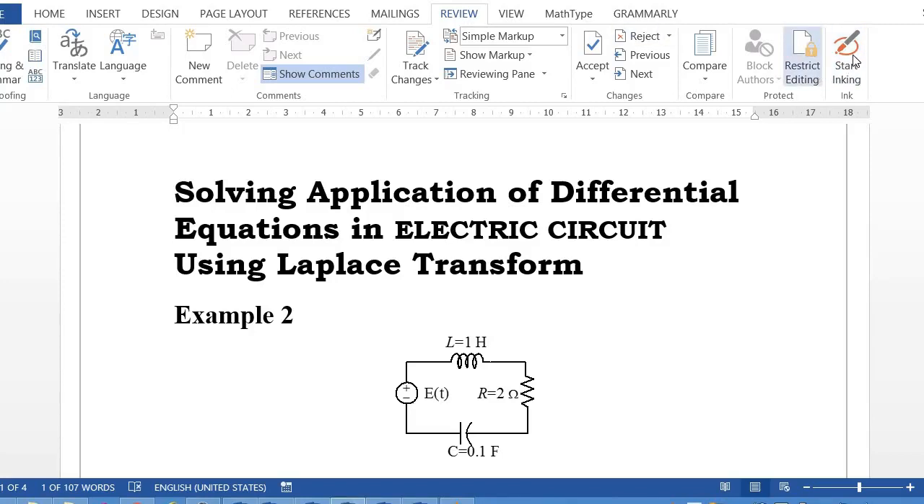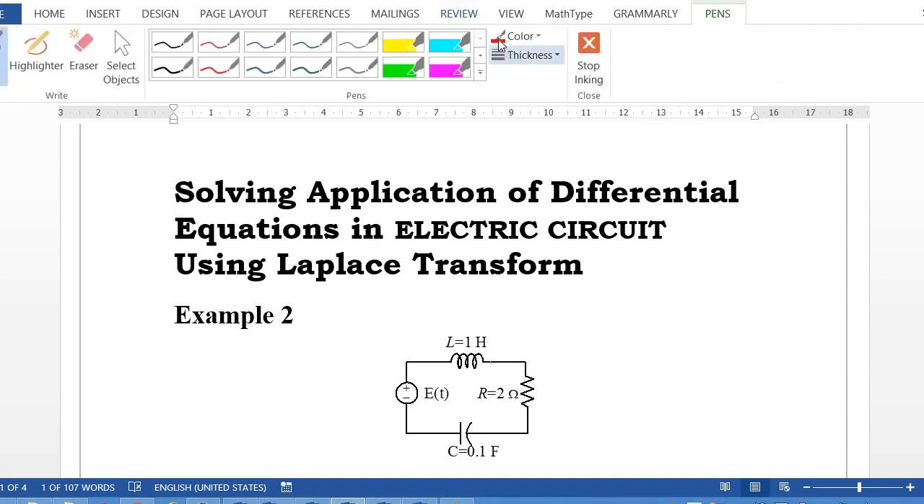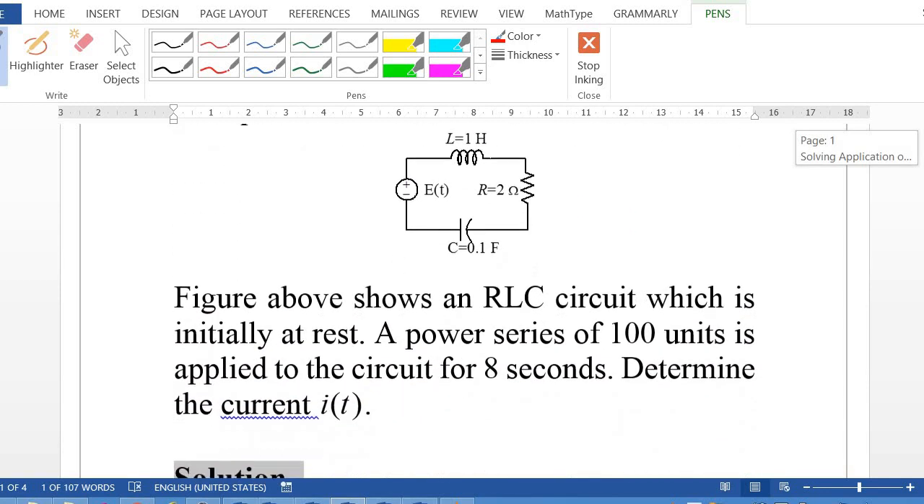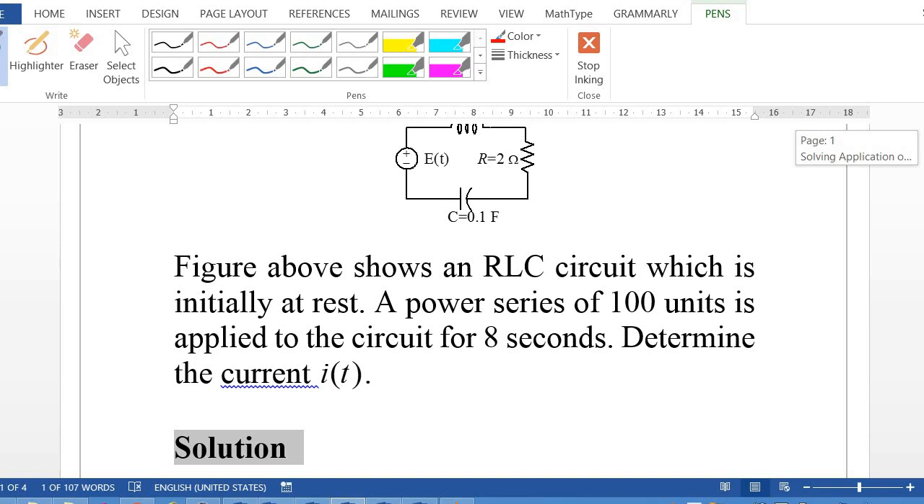We are going to continue our previous video on solving applications of differential equations in electric circuits using Laplace transform. This is the second example. In our previous example, we had the RL circuit, and E(t) was a continuous function, an exponential function. Now we have the RLC circuit, and E(t) is a non-continuous function.